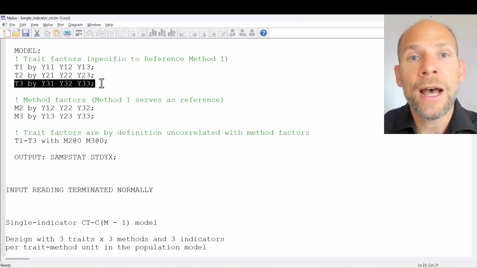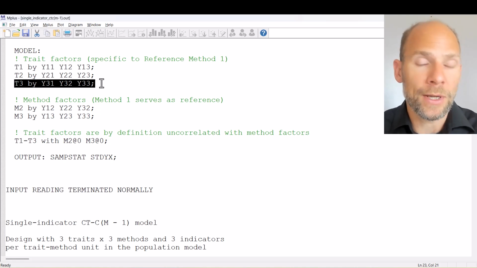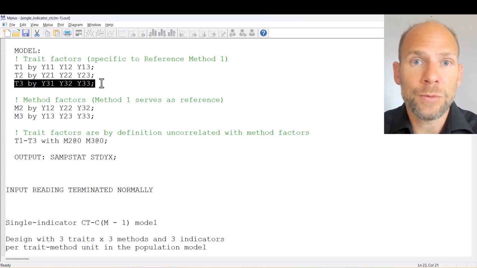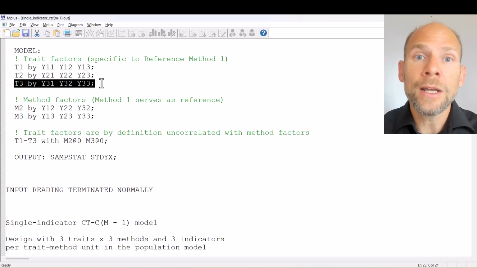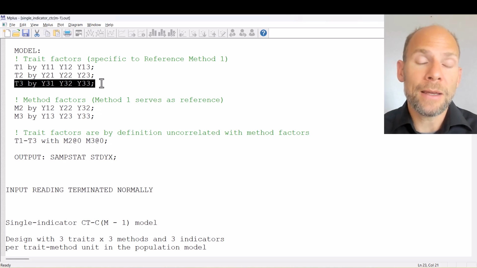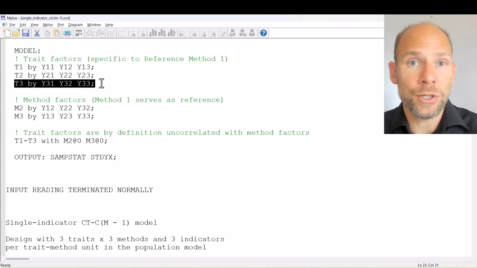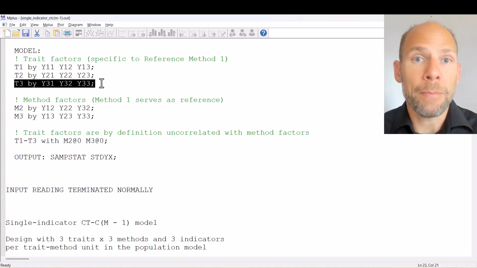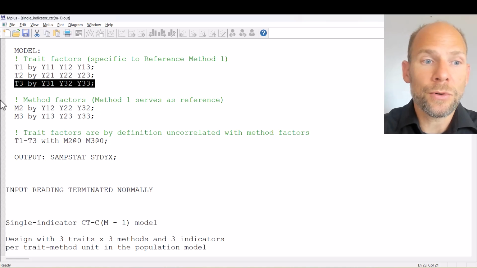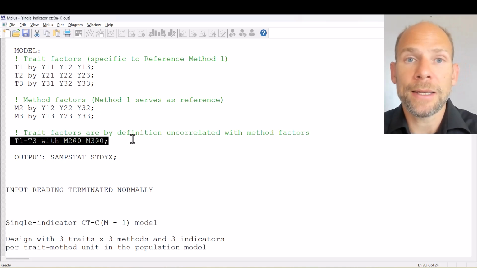And we'll see later on how those correlations are interpreted when we take a look at the Mplus output. Now, there are certain types of correlations in the CTCM-1 model that are not allowed, and those are the correlations between the trait factors and the method factors. That's because the method factors are defined as regression residuals, and regression residuals are by definition uncorrelated with their regressors or independent variables. And so therefore T1, T2, and T3 may not be correlated with M2 and M3. So we have to fix those correlations to 0, as is done here.